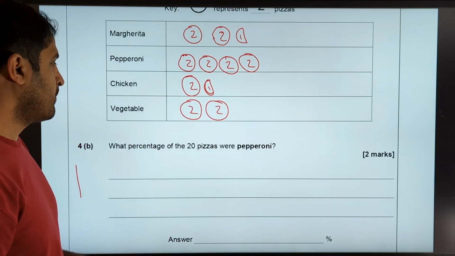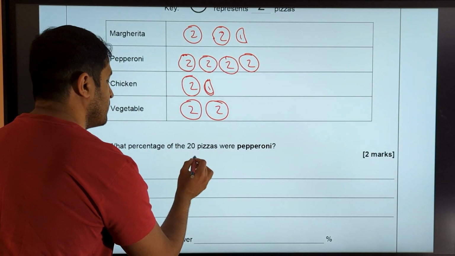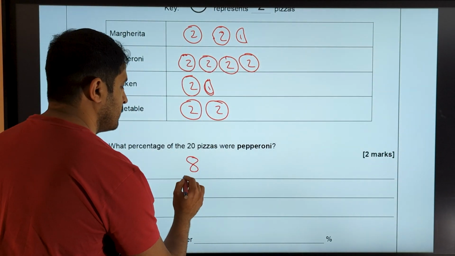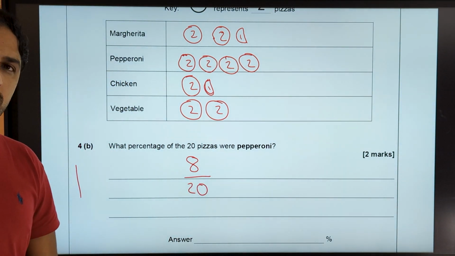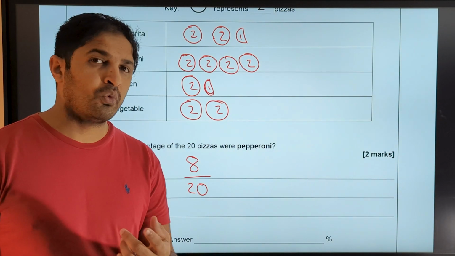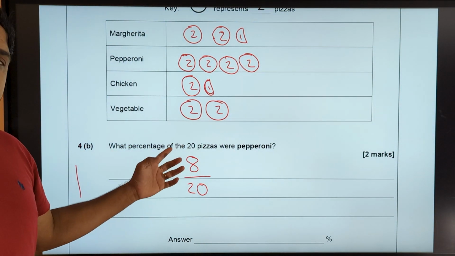Okay, so what percentage of 20 pizzas were pepperoni? So we know there are 8 pepperoni pizzas out of 20. So I can write down that as a fraction. It's a 2 mark question. So if you write it down as a fraction, you would possibly get 1 mark. Okay. And then we change that fraction into percentages.